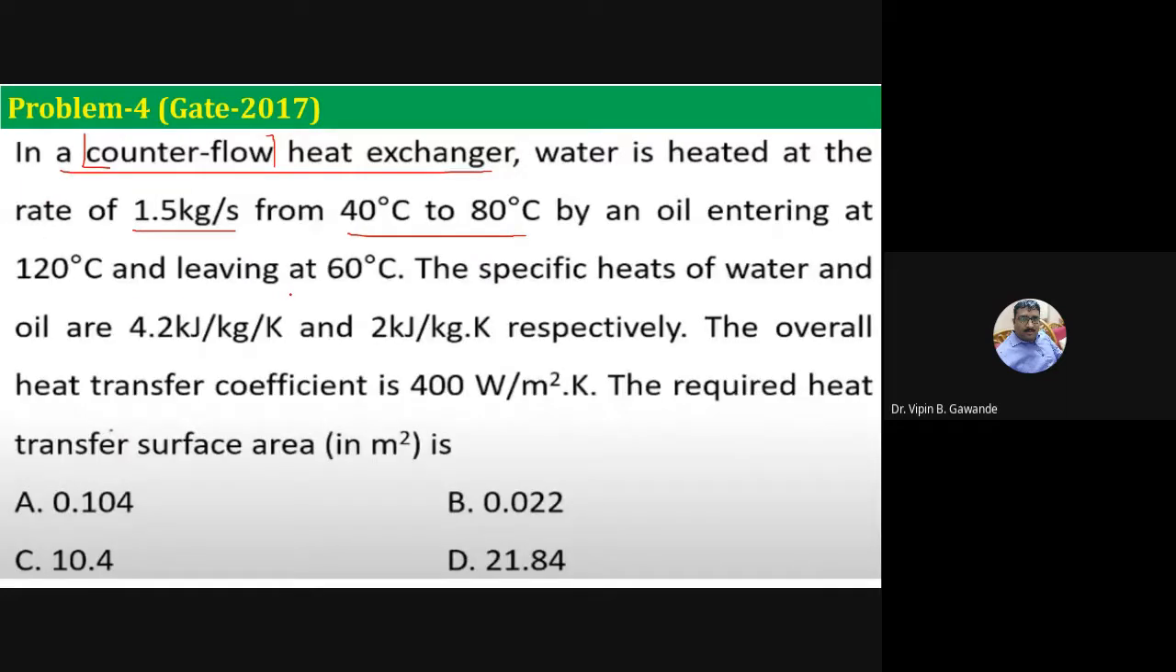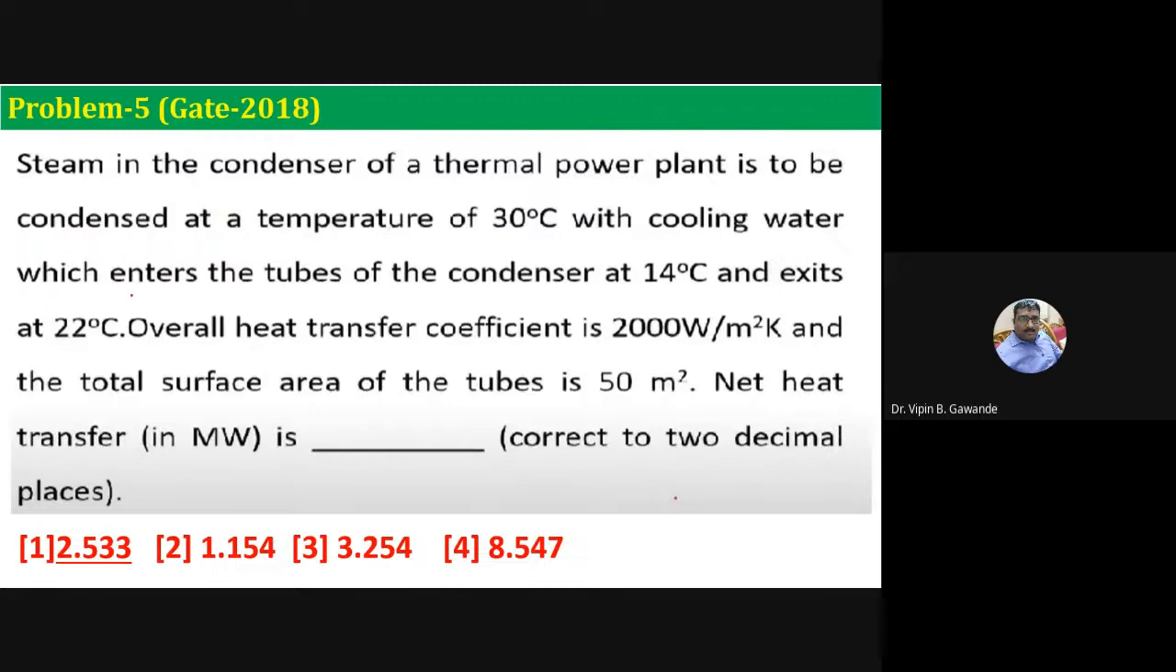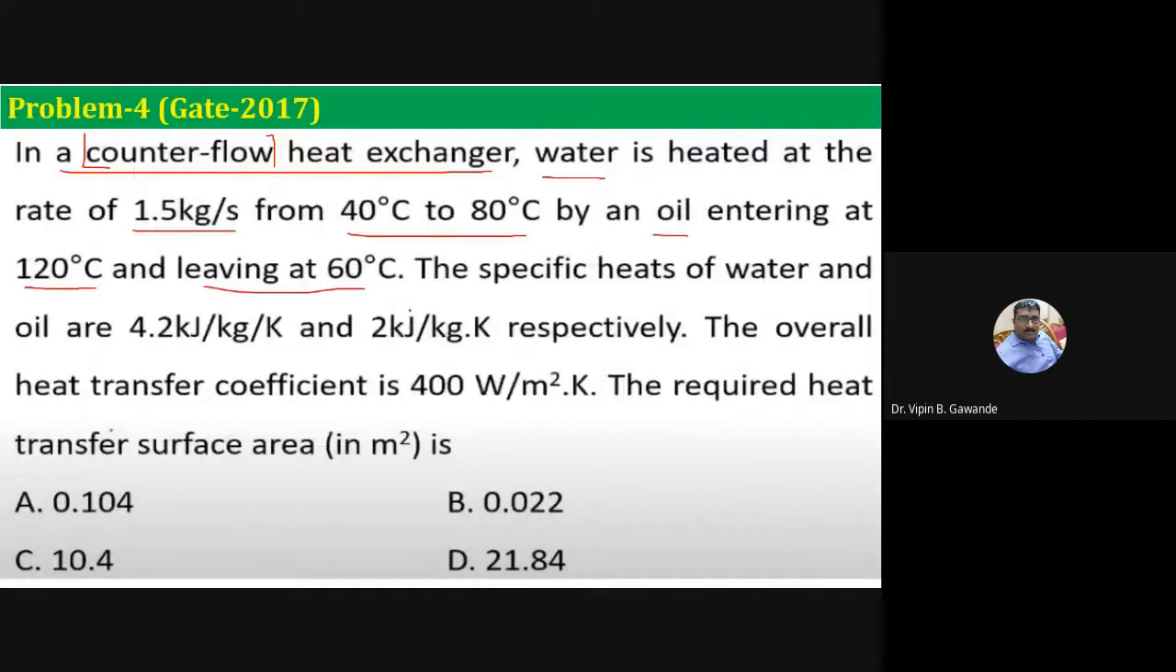Now what will happen next? Here there are two fluids, one is water, another one is oil. Oil is entering at 120 degrees Celsius and leaving at 60. So TH1 is equal to 120, and it is leaving at 60 degrees Celsius. The specific heats of both oil and water are given as 4.2 and 2.